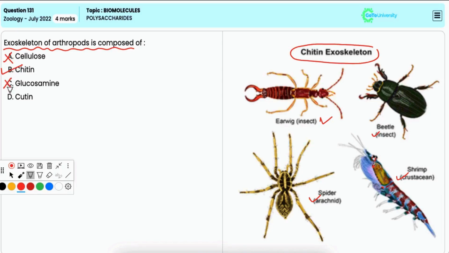Now, it is a waxy substance, which is a lipid derivative found in the outer layer of plant cells, particularly in leaves and stems. It is not a part of the exoskeleton of arthropods, hence it is incorrect.